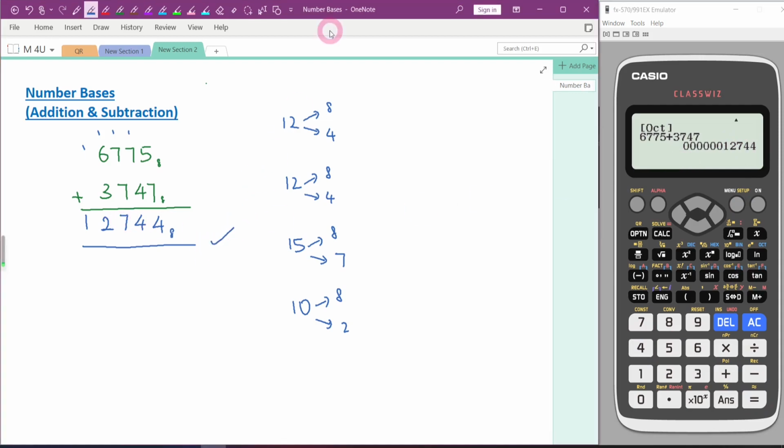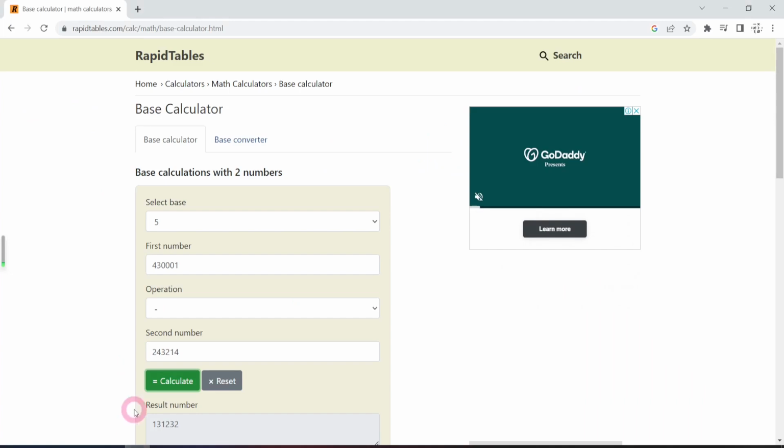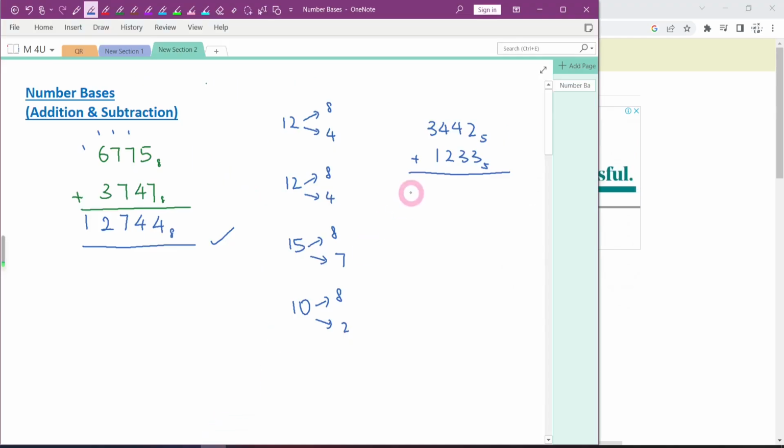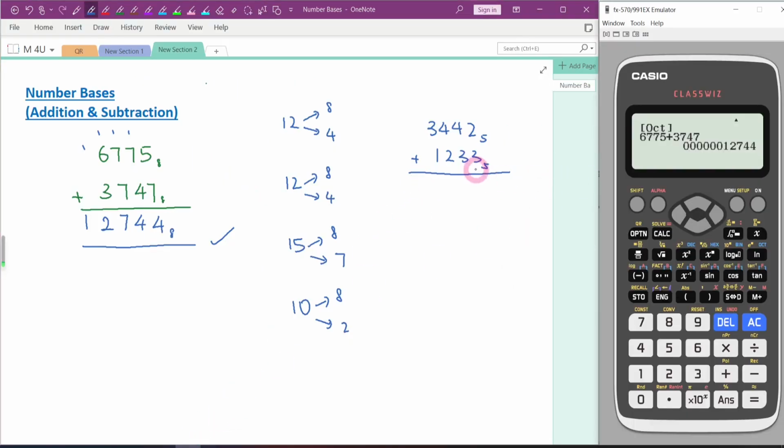Okay, now let's try base 5. 3442, this is a number in base 5, plus 1233 base 5. For base 5 our calculator cannot help us, so if later on you want to check whether the answer is correct or not, we need to use this website I told you before, right? It helps us to check the answer. Definitely we need to know how to do it manually without depending on the website or our calculator, because our calculator can only help us for certain bases, not all.